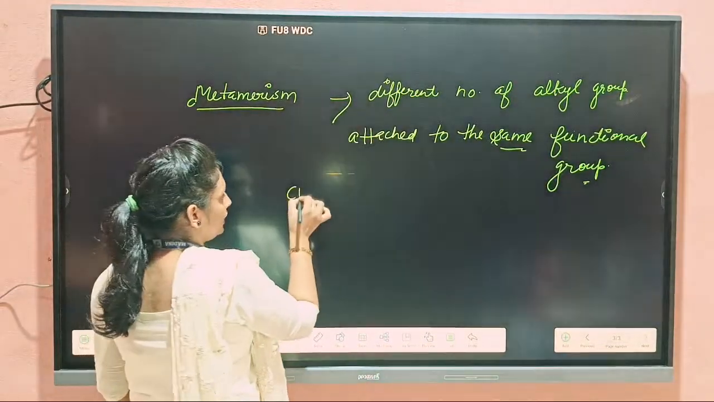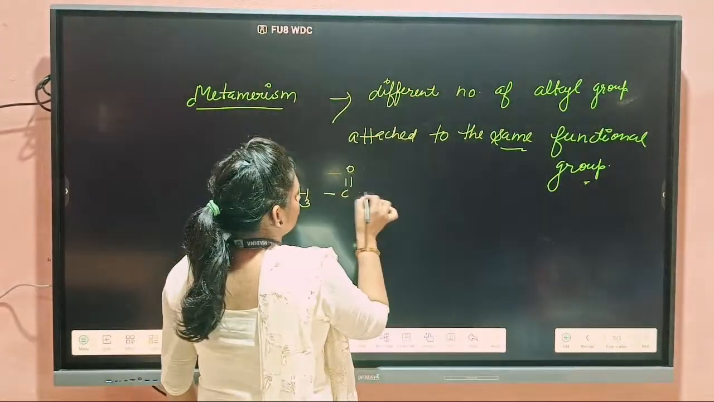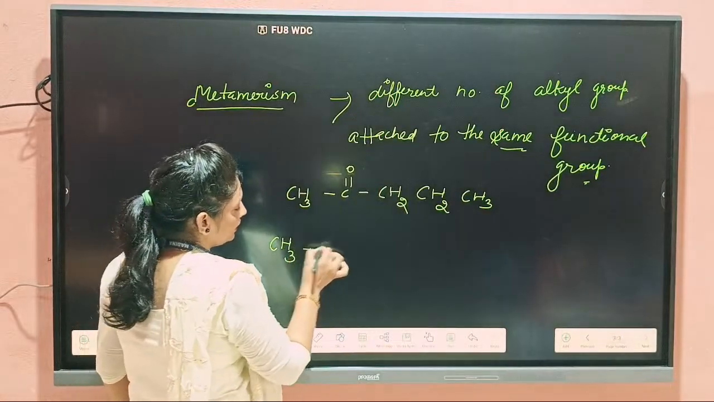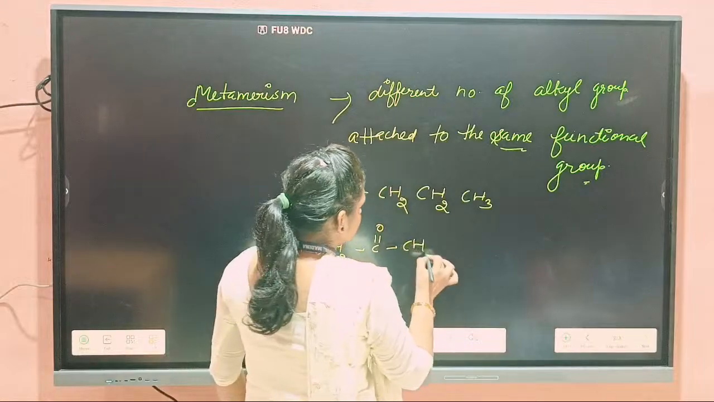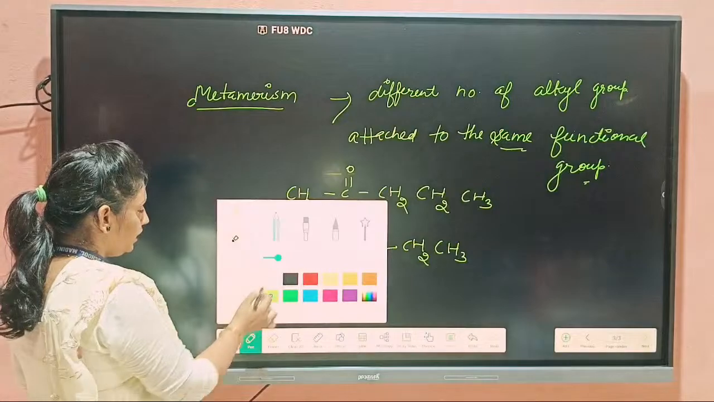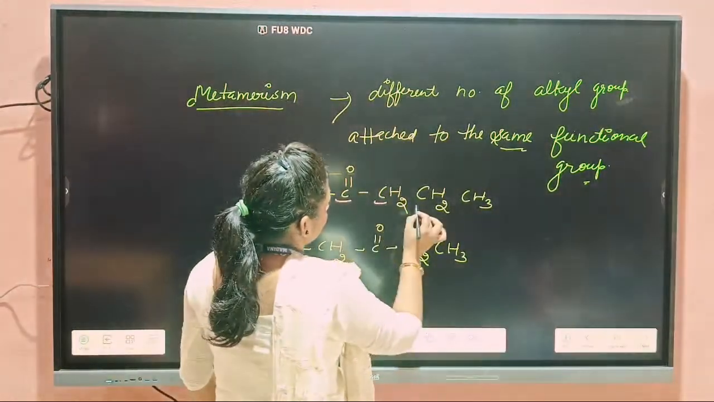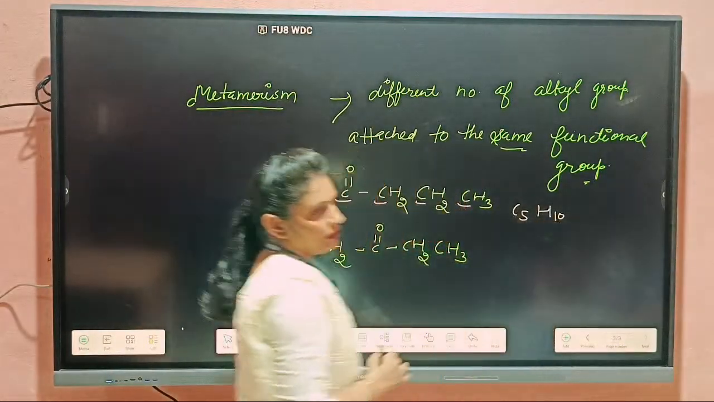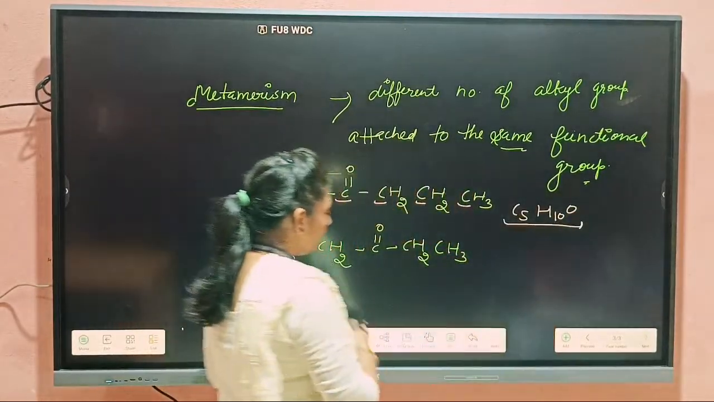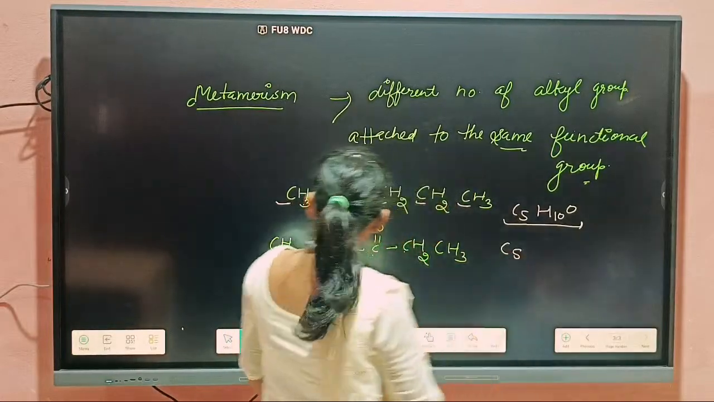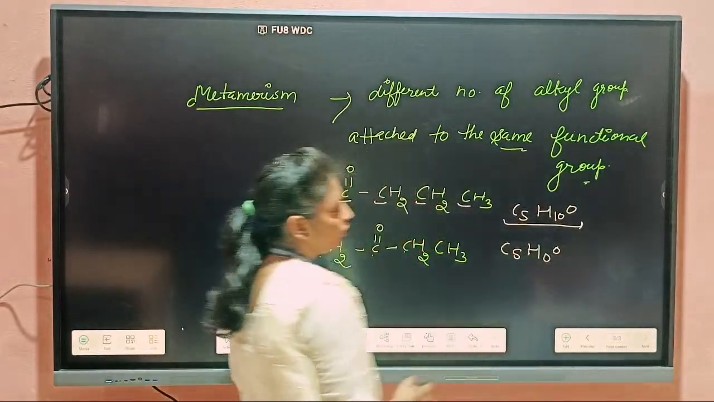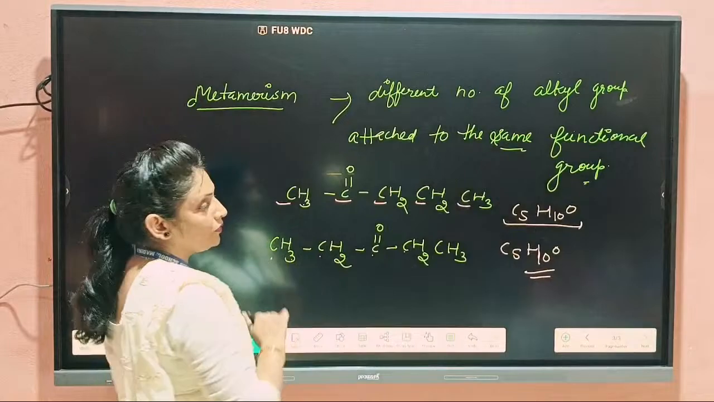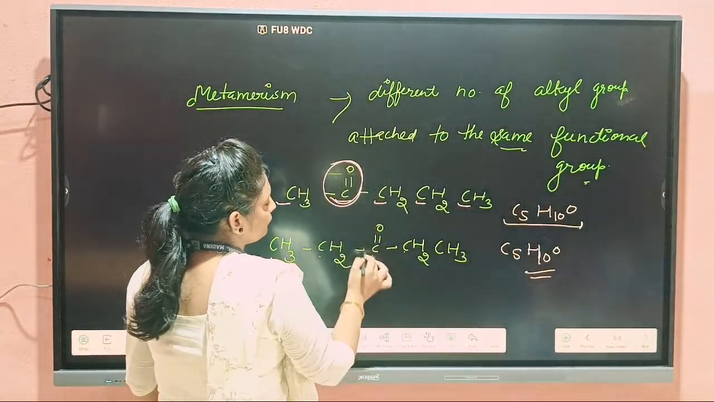For example, if we have CH3, C double bond O, CH2, CH3, or we have like this, CH3, CH2, C double bond O, CH2, CH3. So here you can see 5 carbons, 10 hydrogens and 1 oxygen. Here also 5 carbons, 10 hydrogens and 1 oxygen. So here the molecular formula is the same, means molecular mass is also the same. But what is the functional group? Here the functional group is the ketonic group.